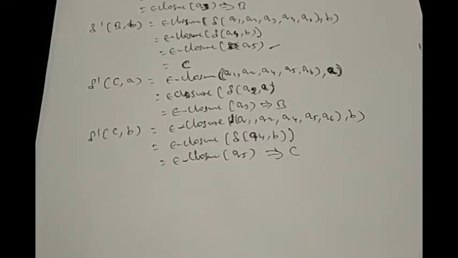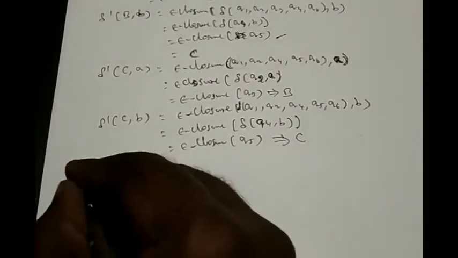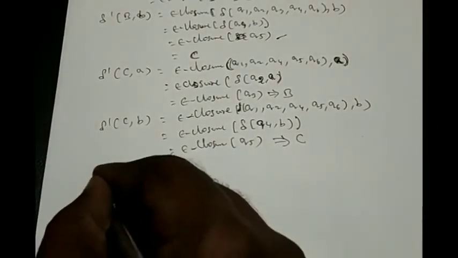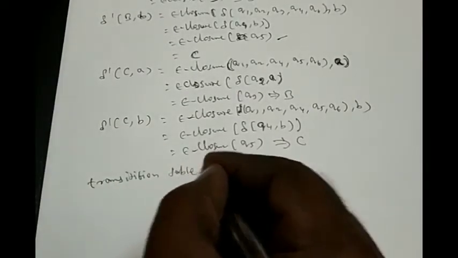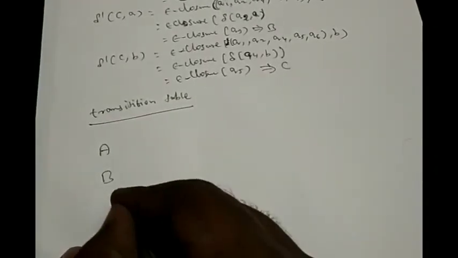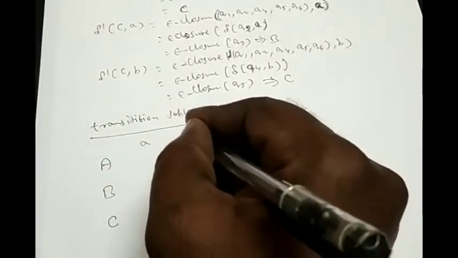Three new states A, B, C, and when I apply inputs on A, B, C, it is not further generating any kind of new states. So the procedure comes to a halt over here. So we have to stop the procedure. Now we have to just construct the diagram, the transition table. So in the transition table, I have three new states. One is A, another is B, and another is C here. And the input symbols are a and b.